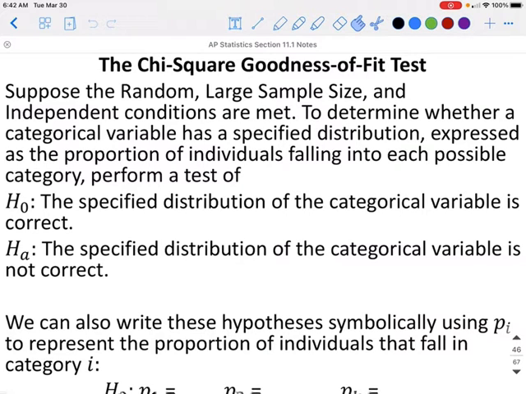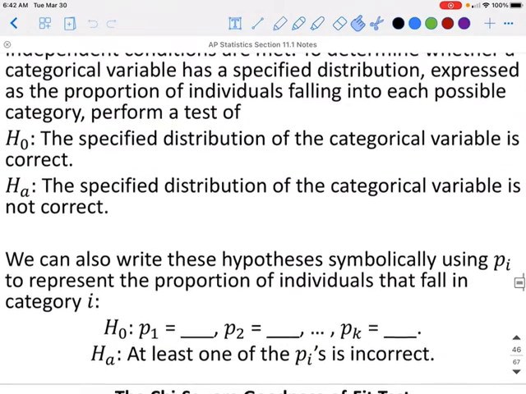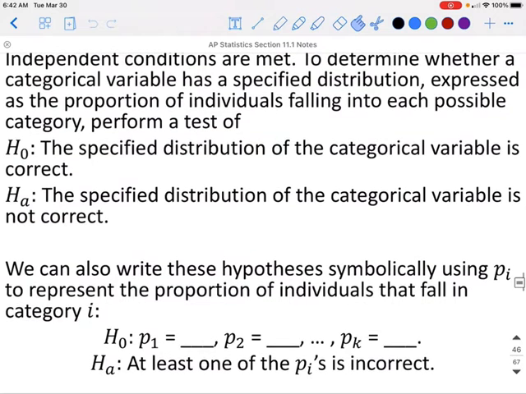Suppose the random, large sample size, and independent conditions are met. To determine whether a categorical variable has a specified distribution, expressed as the proportion of individuals falling into each possible category, we perform a test. Our null hypothesis is that the specified distribution of the categorical variable is correct. The alternative is that the specified distribution of the categorical variable is not correct. Remember, on the alternative we would just say that at least one of them is incorrect. It doesn't have to be that they are all incorrect.